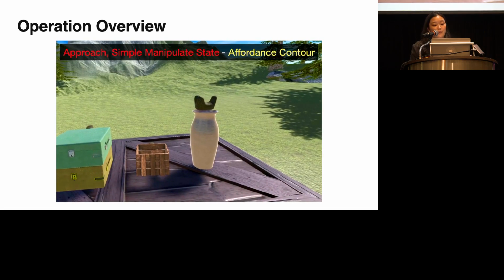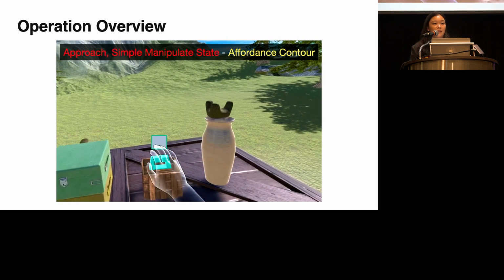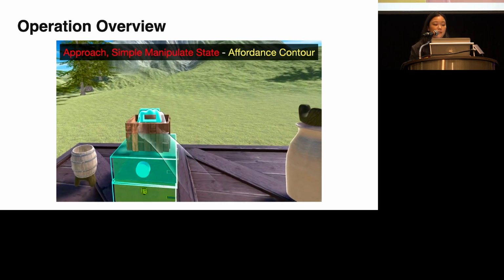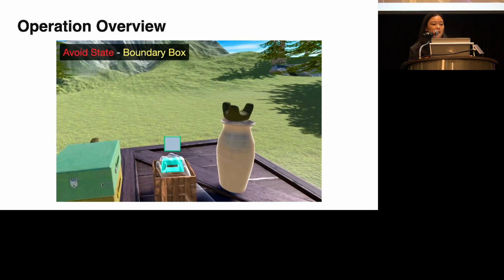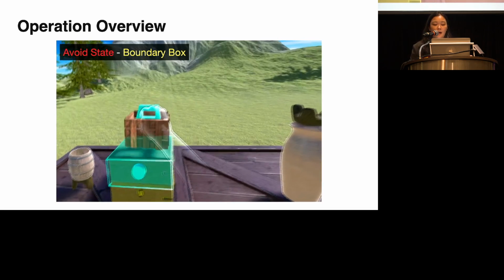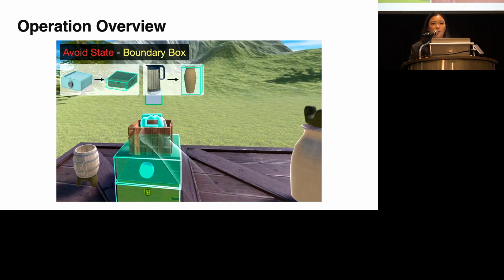We transition to approach and simple manipulate state as the user moves toward the container. Here, affordance contour is employed to highlight interactable areas such as the handle of the container. When the user moves the grabbed target object, a boundary box outlines the nearby non-target objects such as the drawers and jug here, moving them to the avoid state.